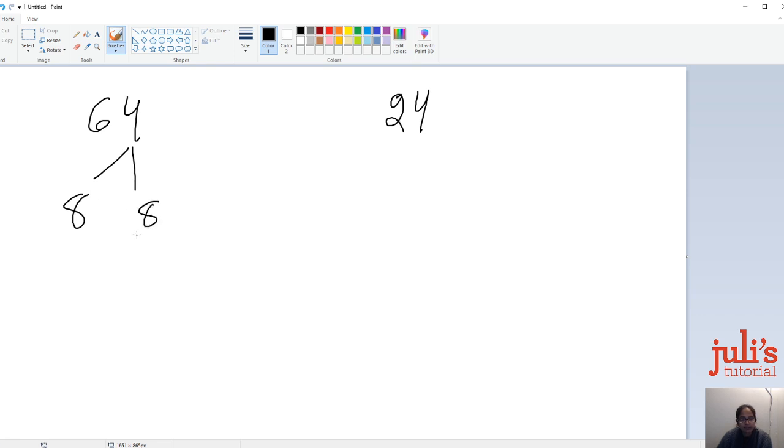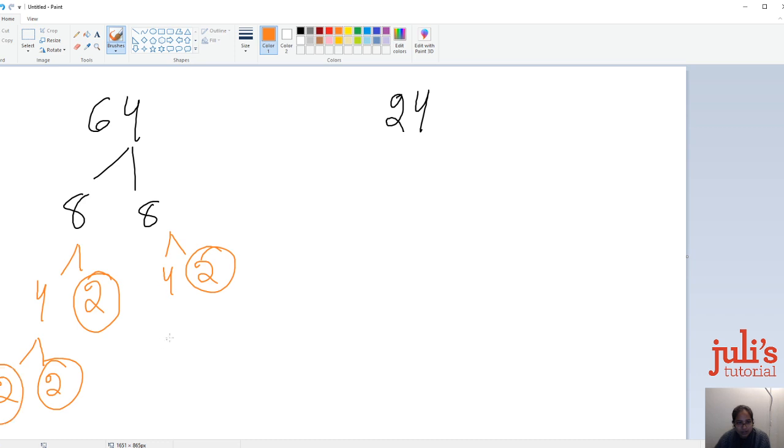8 times 8. I can still break it down because 8 is not a prime number. 4 times 2. 2 is a prime number, circle it. This one, 2 times 2. Circle, circle.